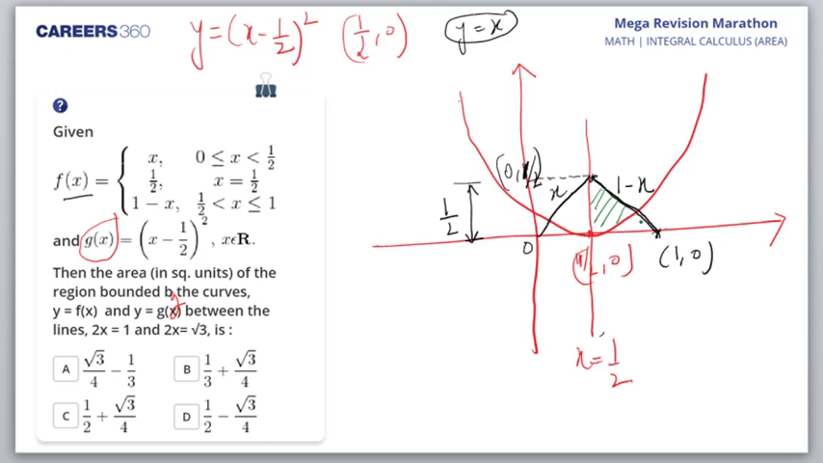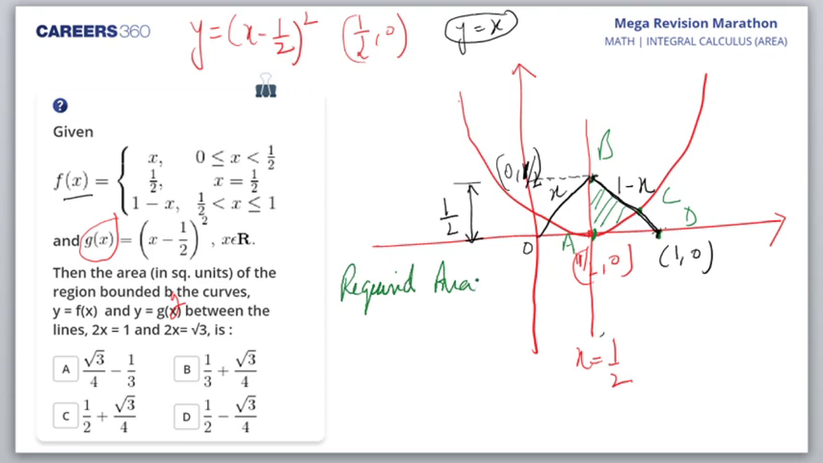Okay. So let me name the portions. Let this point be A. This point is, let us say, B. This point is, let us say, where the line intersects the parabola, it is C, and this point is D. Okay. Now, the required area. What would be the required area? Can anybody tell me?